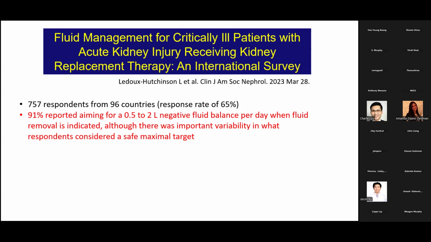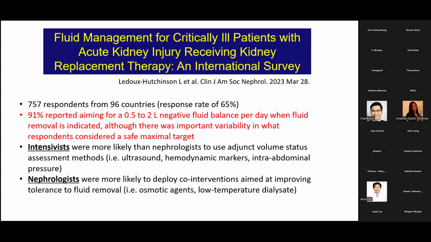That being said, there are patients who may benefit from more aggressive fluid removal, of course with careful monitoring, and patients in whom we cannot be too aggressive. But that reflects, I think, common practice that ranges between 0.5 and 2 liters. Then, interestingly, intensivists were more likely than nephrologists to use adjunct volume status assessment methods. And I was listening a little bit to the last part of the prior talk. Especially now, bedside ultrasonography is very helpful, as are hemodynamic markers, non-invasive parameters, and intra-abdominal pressure, some of the common answers that were provided in the survey.